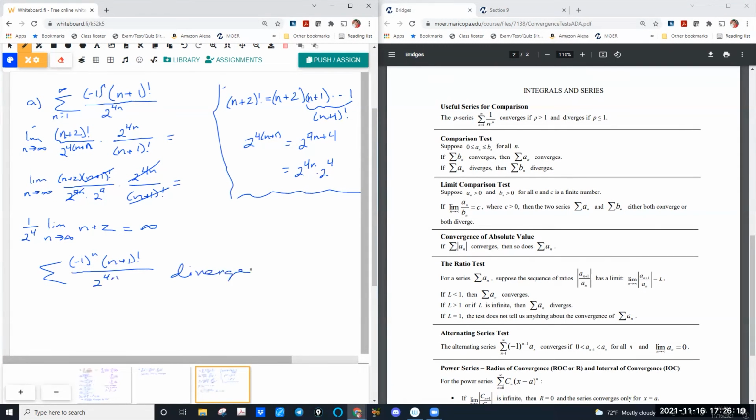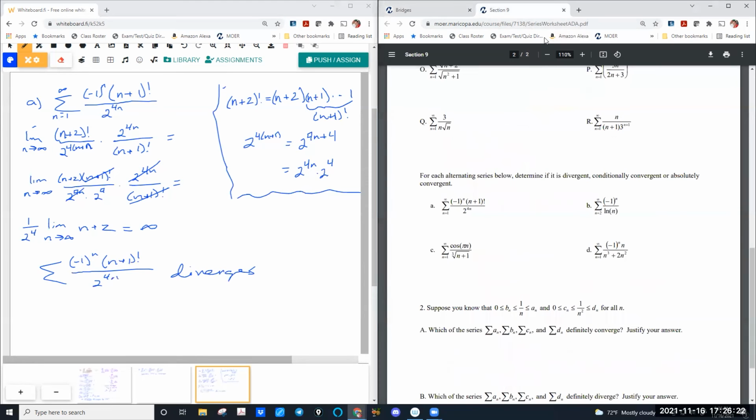Now, here's what's nice about the ratio test on problems like this. This one asked you to figure out if it was divergent, conditionally convergent, or absolutely convergent. The ratio test, if it's convergent with the ratio test, it is automatically absolutely convergent. So because the ratio test gave us divergent, that's it. This thing is divergent. It cannot be conditionally convergent.